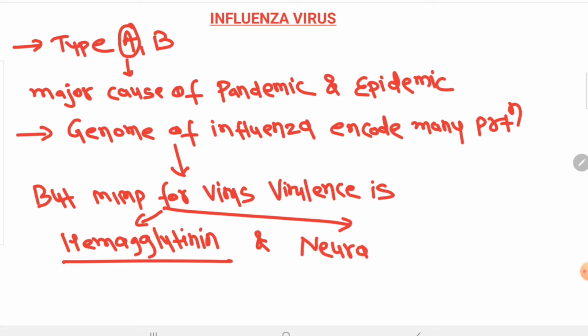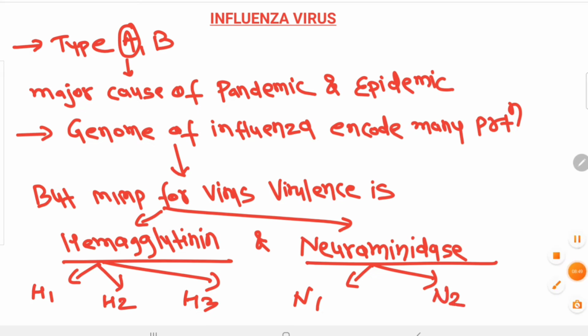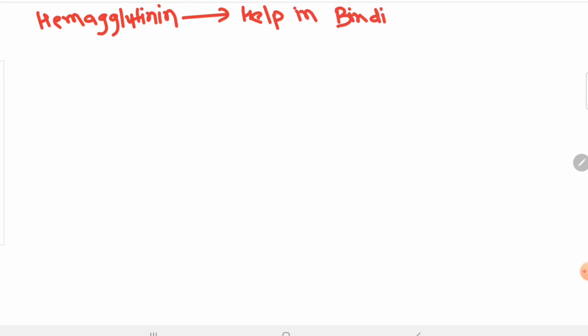Don't forget these two proteins. This is the most important for the viral virulence: hemagglutinin and neuraminidase. Hemagglutinin further can be divided into H1, 2 and 3, while neuraminidase could be N1 and N2. All right. Now friends, this hemagglutinin protein will help the virus for the binding. It helps in binding the viral envelope to the host membrane.